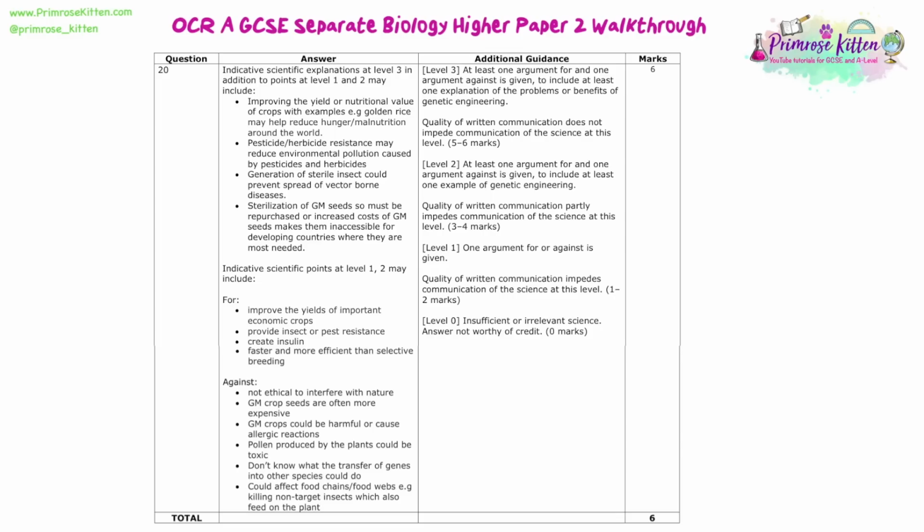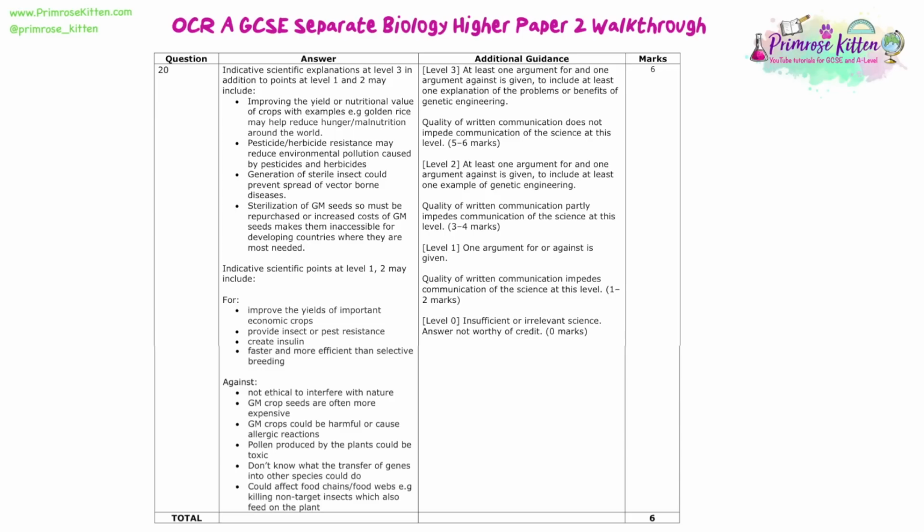So points for, like improving the yield and providing pest resistance, creating insulin, faster than selective breeding, and then some against, like it's not ethical, people don't believe it's okay to interfere with nature. The seeds could be more expensive, they could be harmful, they could cause allergic reactions, it could be toxic, we don't know if there'll be transfer of genes, could cause other species to have an impact, could affect food chains, food webs, etc. So all of that are the for and against points that gets you into level 1 to 2.